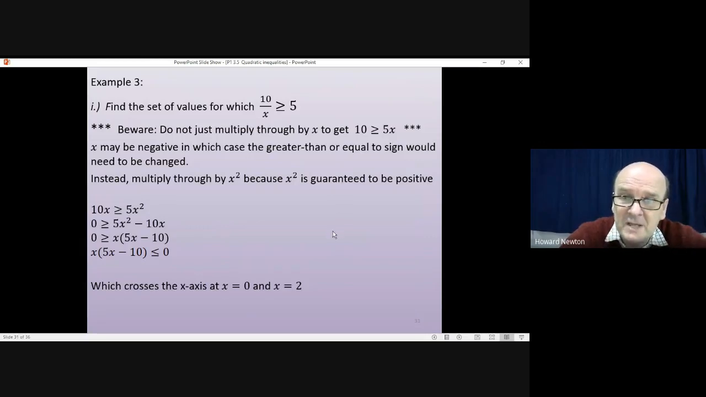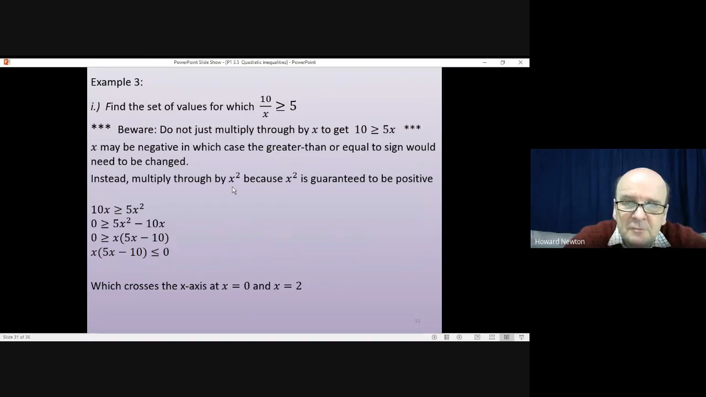So if it said 10 over x equals 5, you could definitely write that means 10 equals 5x. But it's only true when you have an equation. The problem with inequalities is if you multiply or divide by a negative number, you have to change the sign. And because we don't know what x is, it may be negative, it may be positive. It becomes a problem if you multiply by it, because the sign may need to change or it may not need to. And the way we get around that problem is we multiply through by x squared instead.